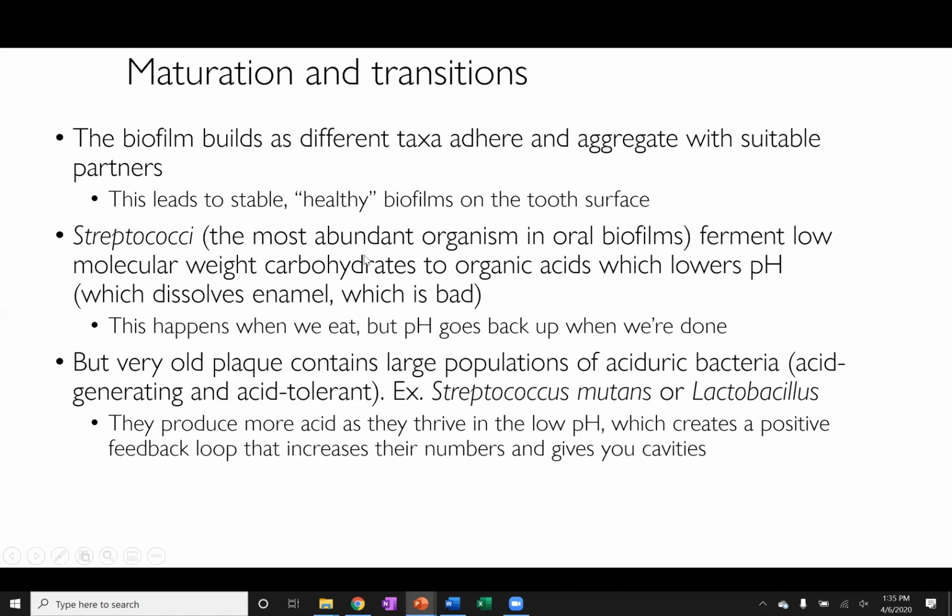And so this is the transition period. As it matures, it starts to lead to much more deleterious things. But that initial group, that young biofilm on your teeth, is actually good.